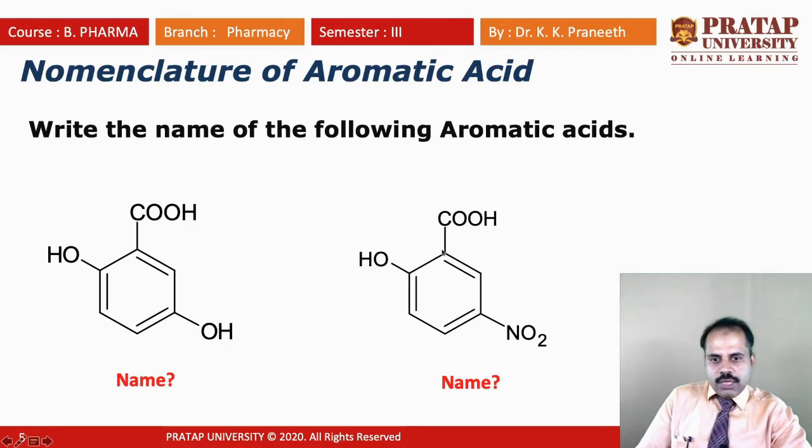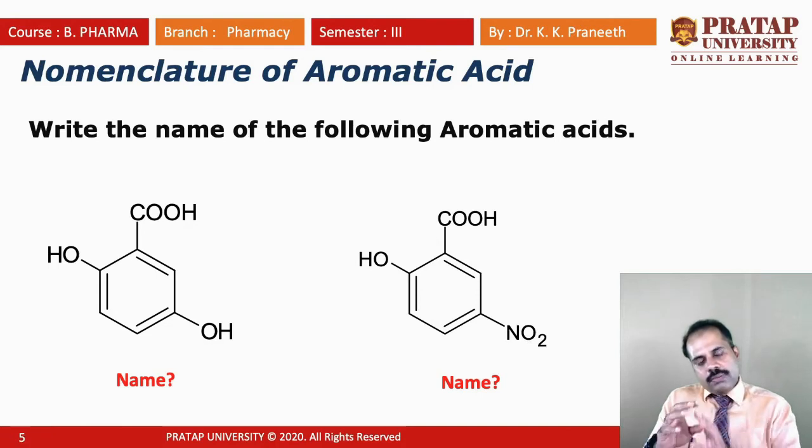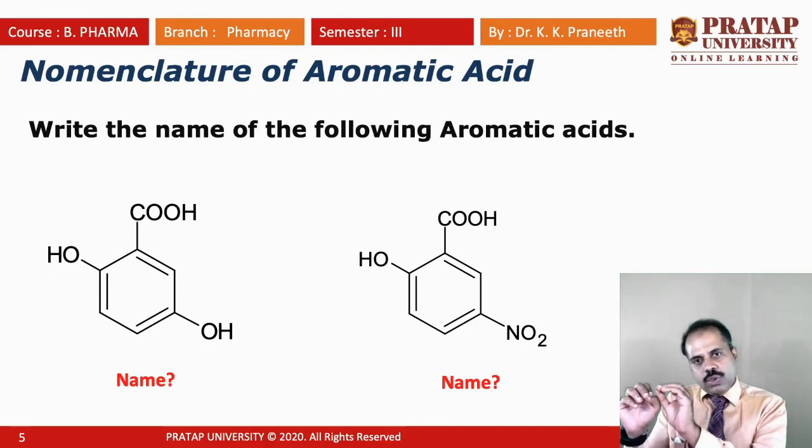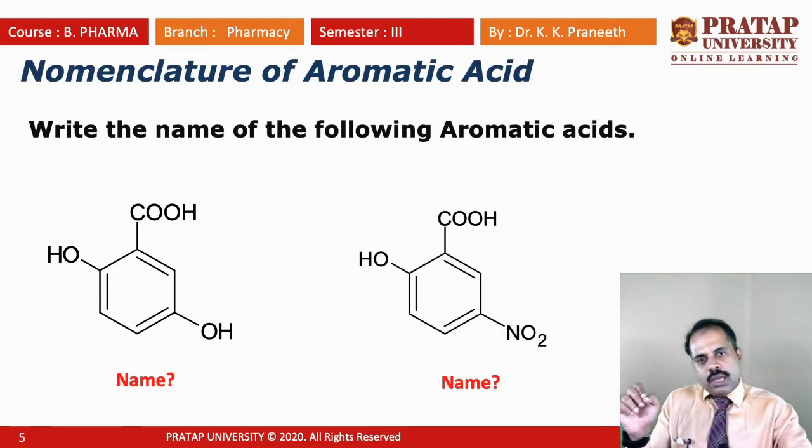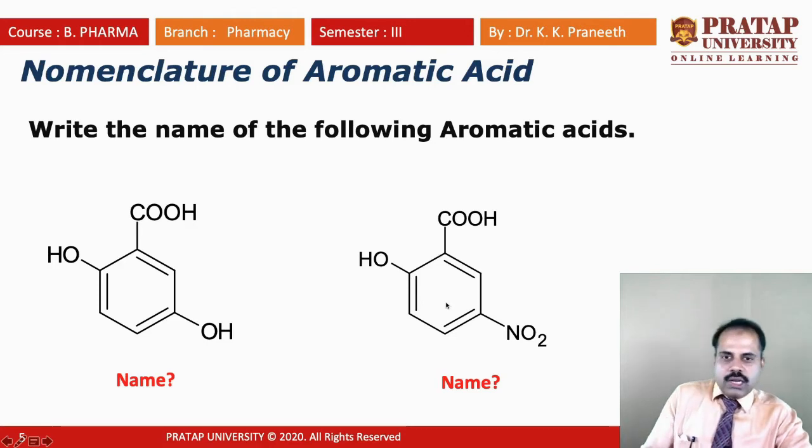What about this one? Same thing. 1, 2, 2 hydroxy, 5 nitrobenzoic acid. These are the names of these 2 aromatic acids. So this is how you have to name an aromatic acid. First you name the parent name, that is benzoic acid. Then you find out where the substitution is. Whenever the substitution comes first, you have to put that number and then say whether it is monohydroxy or dihydroxy. Mono means 1, di means 2, tri means 3. In this case, 2 hydroxy, 5 nitrobenzoic acid, like that.